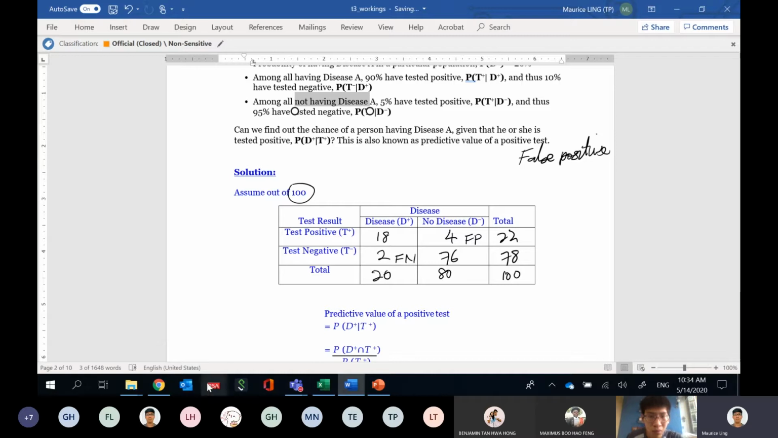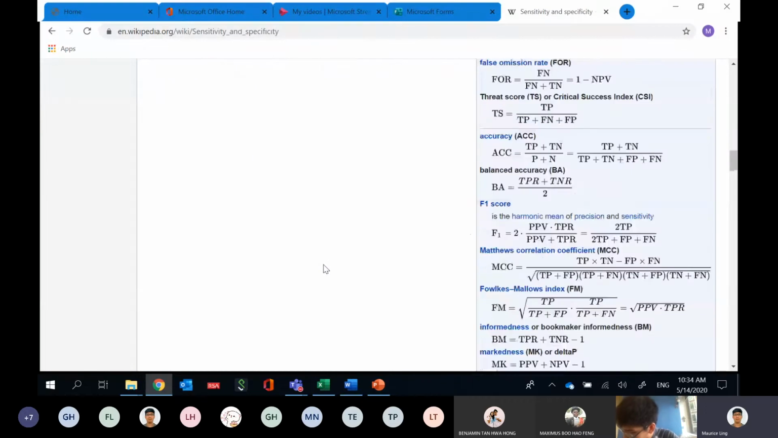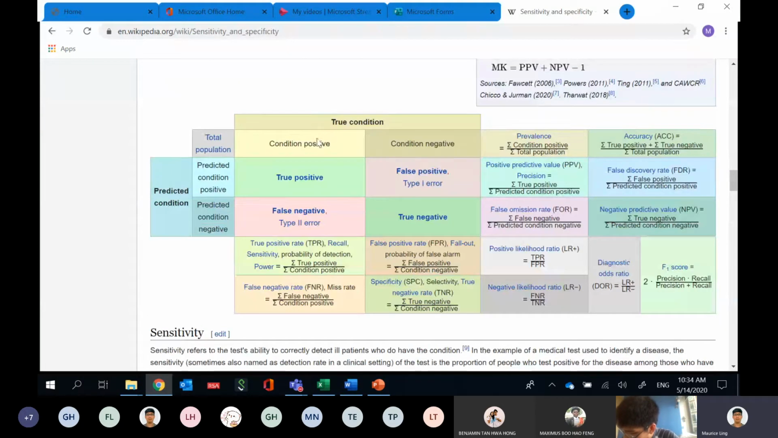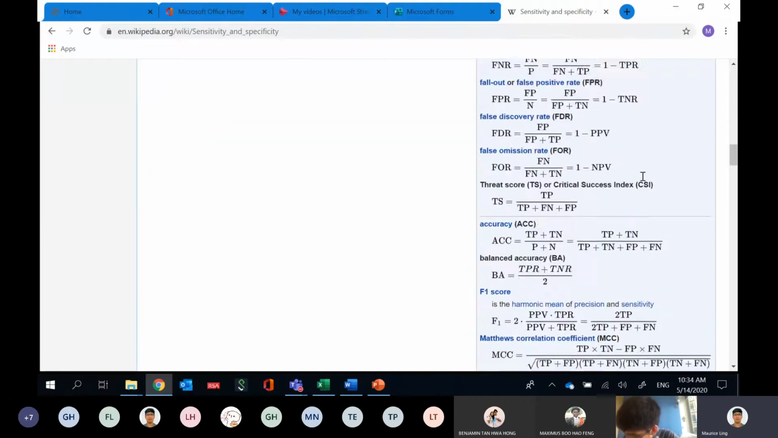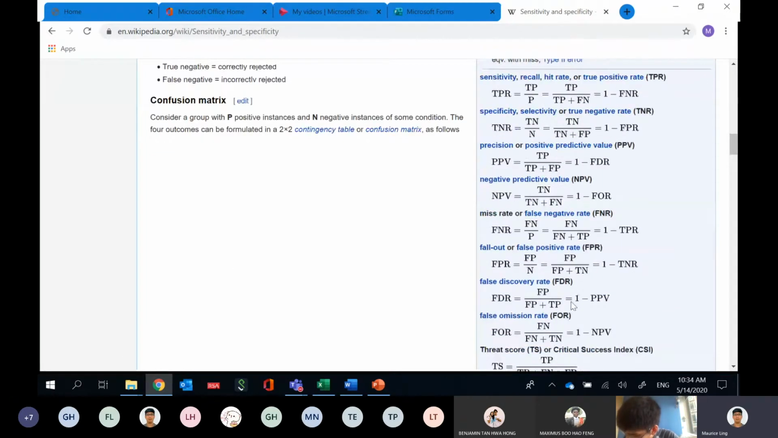There are a lot of measurements for it. I can show you what is in Wikipedia. You have condition positive, predicted positive, this is true positive, this is a false positive or type 1 error. Then type 2 error, and the true negative. You can use it to calculate a lot of different metrics. So all these are the different metrics that you can calculate.